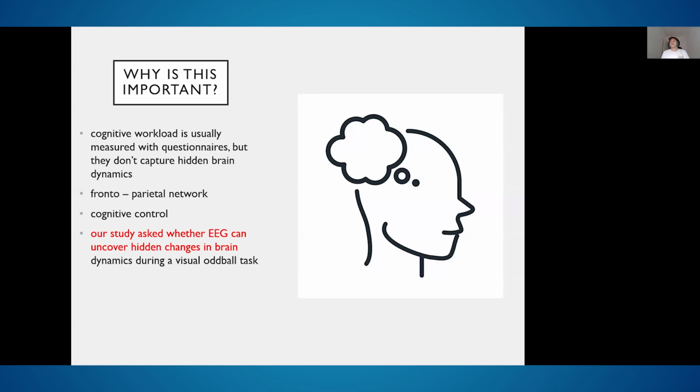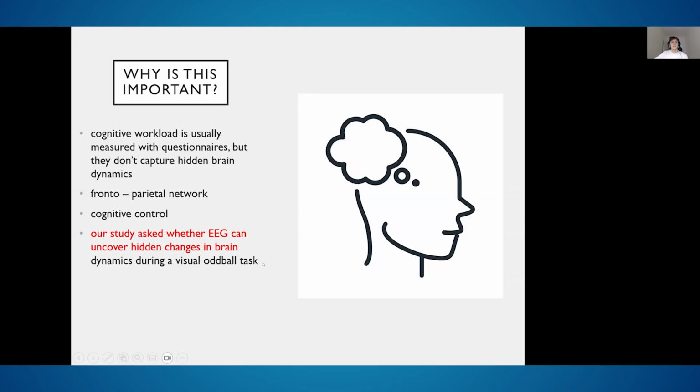And questionnaires are very common in psychology, but they're very subjective. They don't capture hidden objective brain dynamics, which was the goal in this research. So we measured through EEG our frontoparietal network, which acts like a flexible hub for cognitive control. It is very important for integrating information across other brain regions, and it allows rapid adaptation and implementation of goal-directed behaviors.